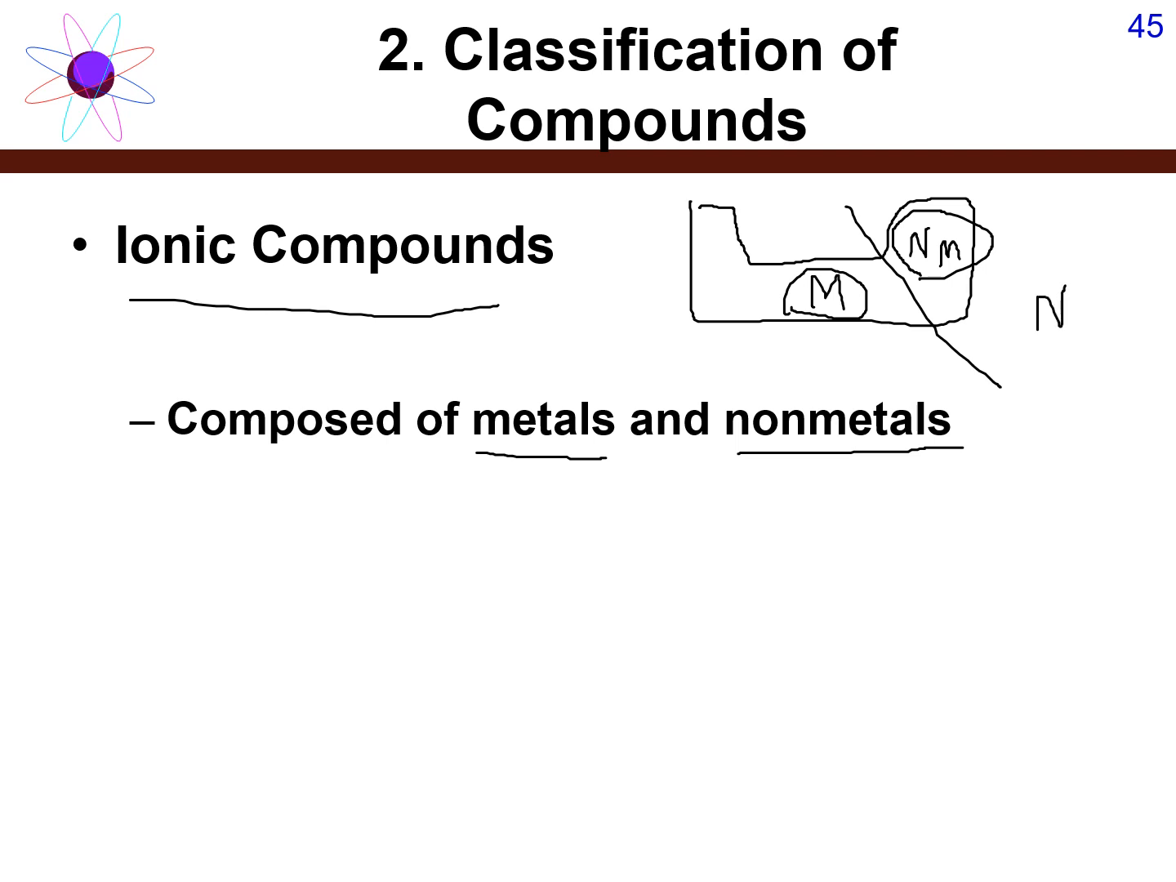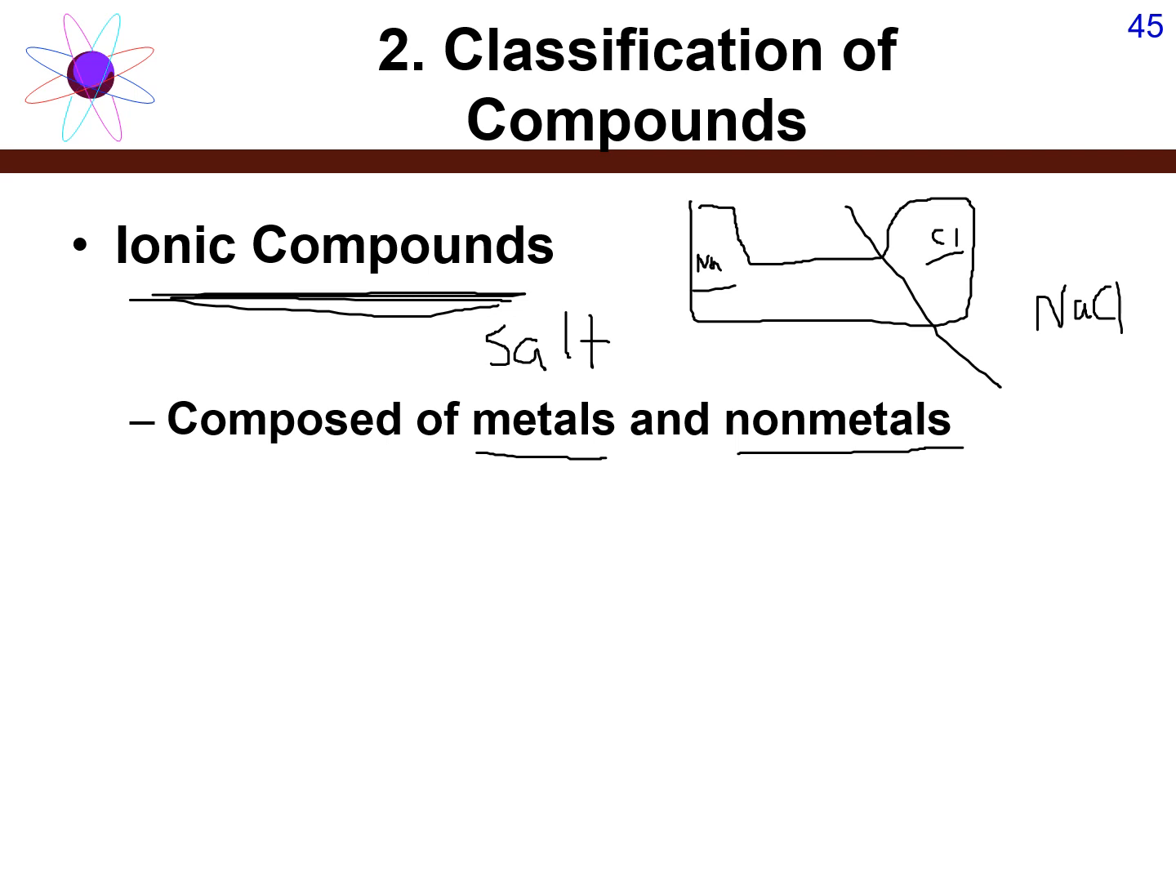So for example, if I drew sodium chloride, and if you looked where those are, relatively speaking, sodium is going to be over here, a metal. Chlorine is going to be over here, a non-metal. And so sodium chloride would be an ionic compound. Another name for an ionic compound is actually a salt. There are different types of salt. Table salt is actually this ionic compound of sodium chloride.